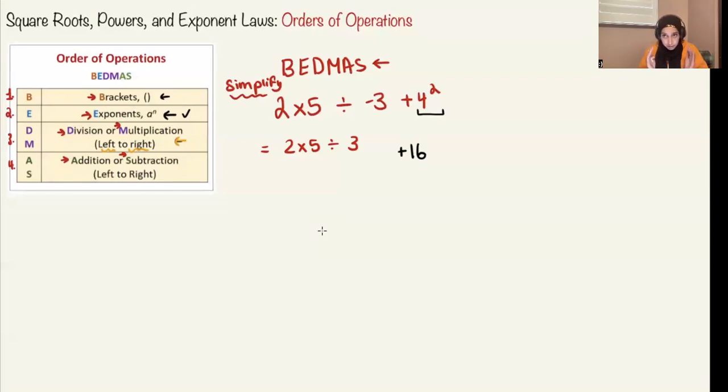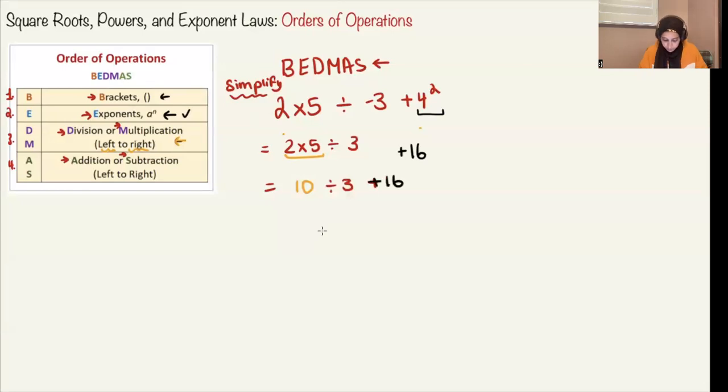And so you're probably seeing this as flip. This is left, this is right. So from left to right, I've got to do the multiplication first. It's not division first, then multiplication. It's this or this, and so you have to do it left to right. So we simplify the 2 multiplied by 5, which is 10. So you're going to have 10 divided by 3 plus 16.